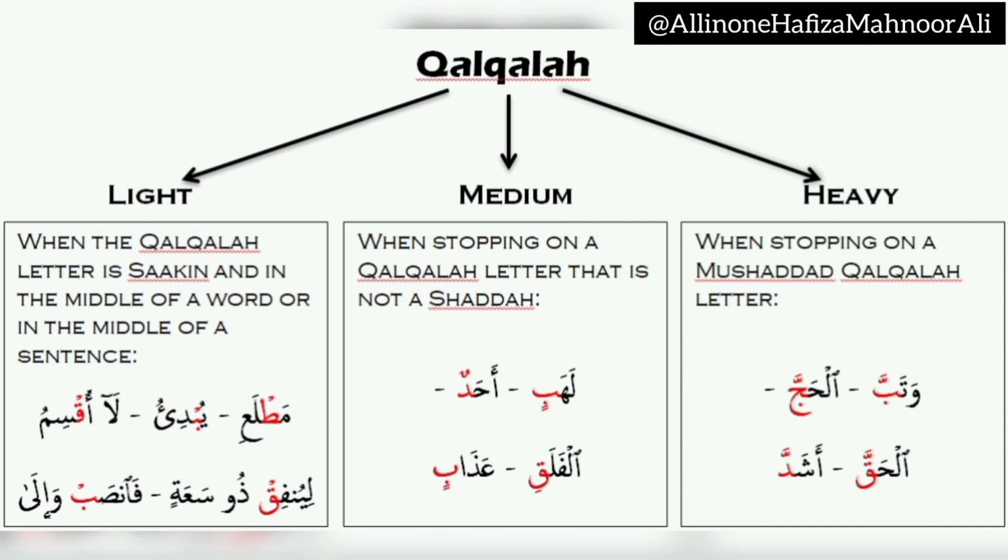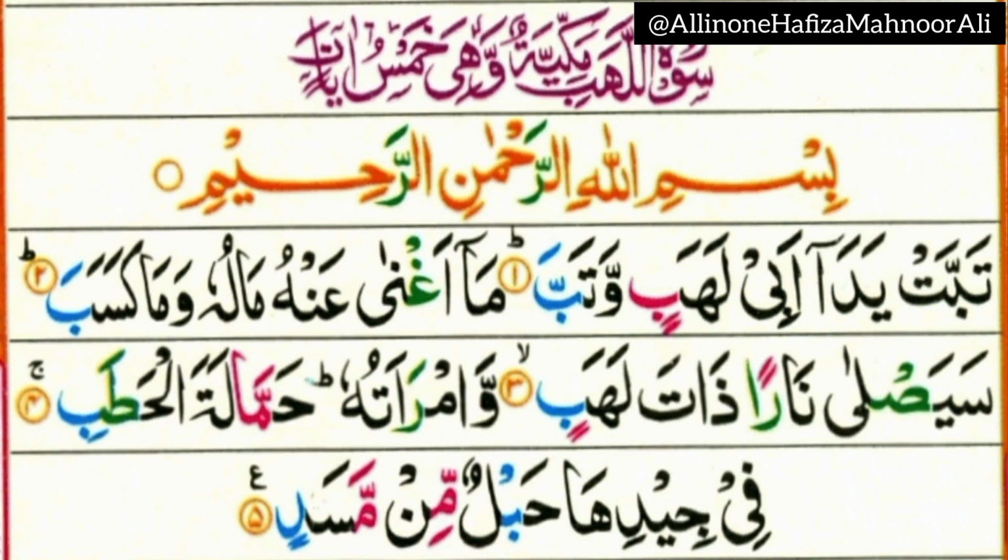Now let's look at surah Lahab and learn the types of the qalqala from this surah. In the first ayah, there is a qalqala at the end. Watab. I know that you know which type of qalqala it is, but let me tell you, this is the strongest qalqala, because the ba has tashdid on it and we are stopping over here. Now let's read this full ayah to understand how we apply the qalqala here.